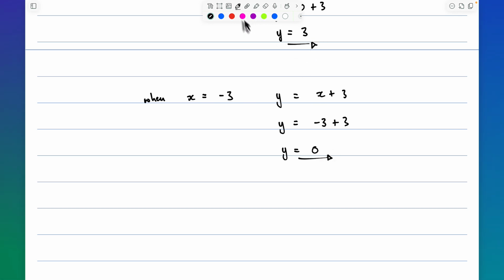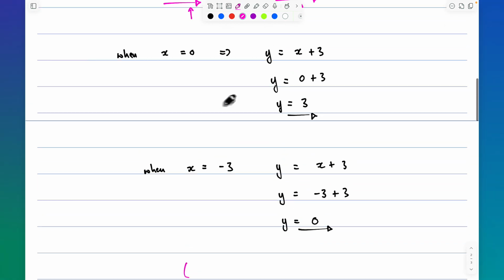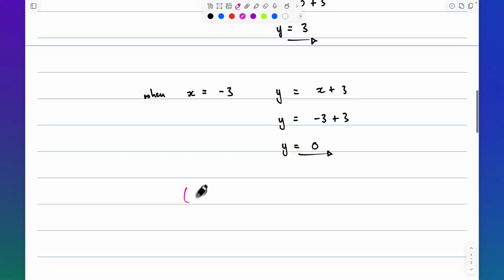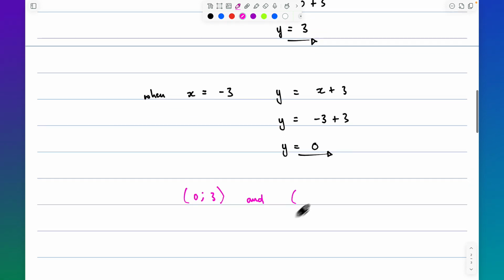So here are your two coordinates. Your two coordinates of the point of intersection are, the first one was when x is equal to 0, y was equal to 3. So 0 and 3. And then your second one was when x is equal to negative 3, y was equal to 0. So this is your second coordinate over here. So those are your 2 points of intersection, right?